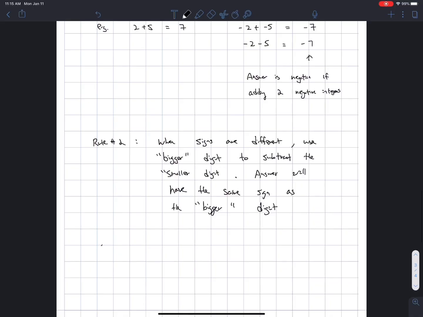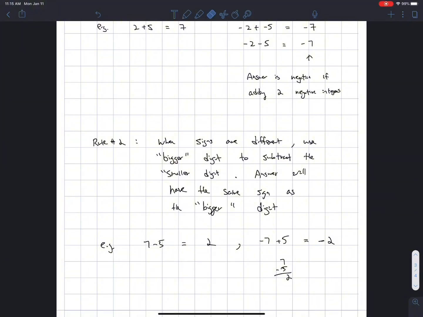I'm going to give you an example. If I have 7 minus 5, that's very easy. 7 minus 5 is just 2. You all know that already. You're really using the bigger digit 7 to subtract 5, the smaller one. What if I have a negative 7 plus 5? Well, it's the same idea. They have different signs. I have a negative integer and a positive integer. So negative 7 and positive 5. I still subtract them. 7 minus 5 is still 2. Because the bigger digit is negative, so my answer will be negative.